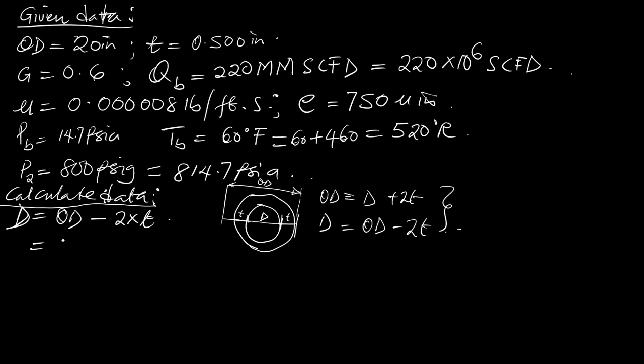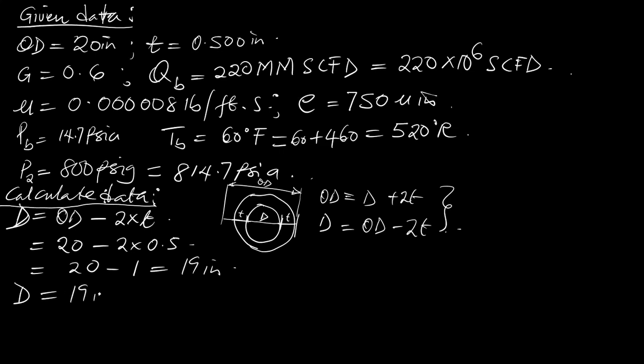So we have 20 minus 2 times 0.5. So 20 minus 1 will give us 19 inches. So the internal diameter is equal to 19 inches, and that is what we're going to use in most of our calculations.